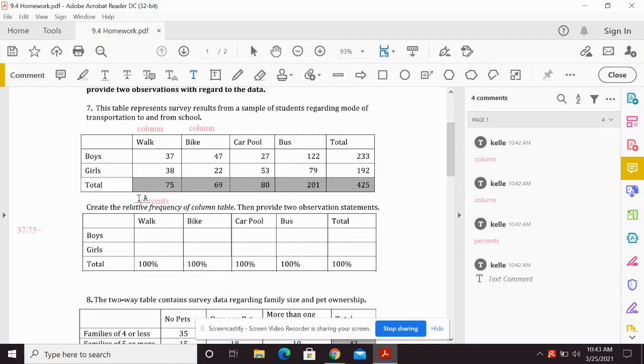Okay, 37 divided by 75, which we did this one in class, but you can use a calculator. 37 divided by 75 is 0.493333. Then you multiply it by 100, which is the same thing as just moving the decimal to the right 2 spots. So you get 49.3%. Okay, but we don't need the 0.3. You can just round down to 49.